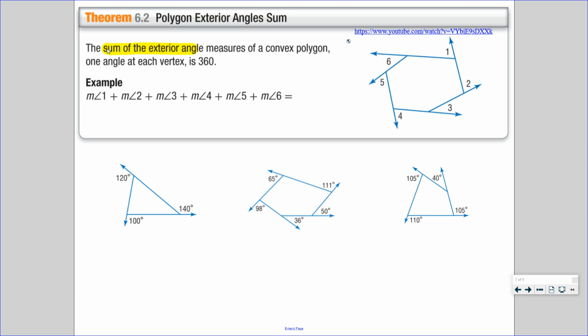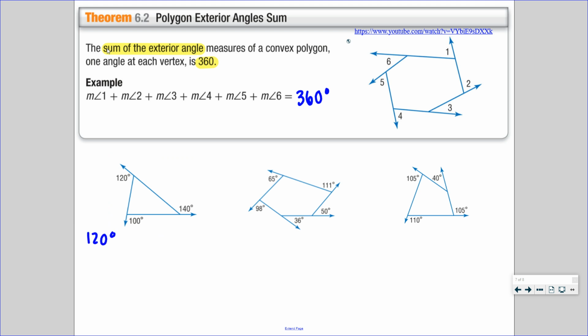The sum of exterior angle measures of any polygon, doesn't matter how many sides, is always going to be 360 degrees. Always. I'll show you a little visual in a second that helps you see why. So no matter how many sides here, if I add up all the exterior angles they're labeling here, these are always going to total 360 degrees. They're giving you some different types of polygons to prove this to you.